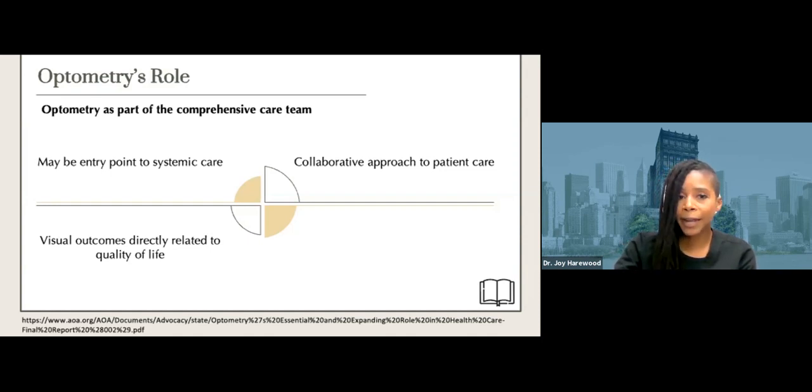Finally, because our scope of practice allows for some medical management of eye disease and care, we have a very important role with this. And with that very important role and responsibility, we need to take care of the social determinants of health in order to completely care for our patients.